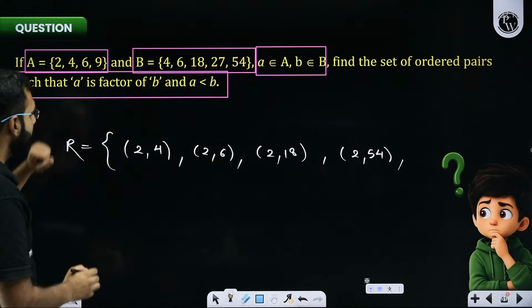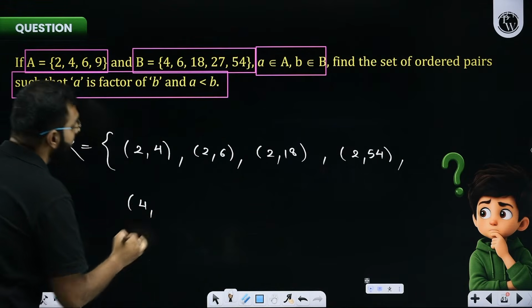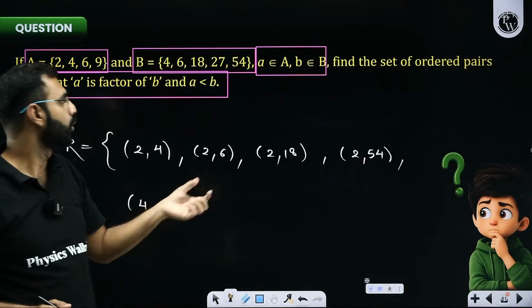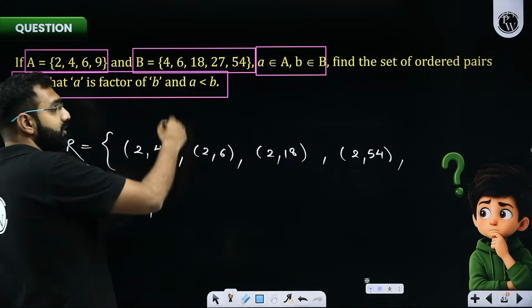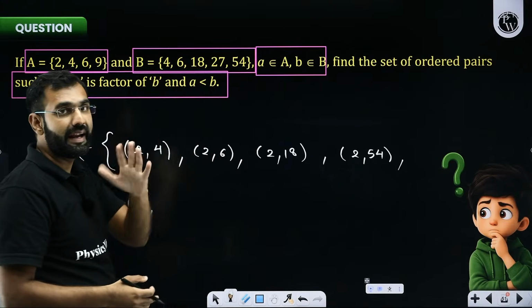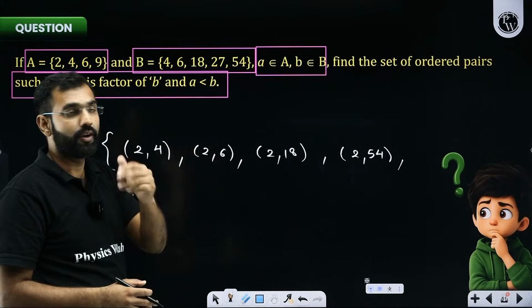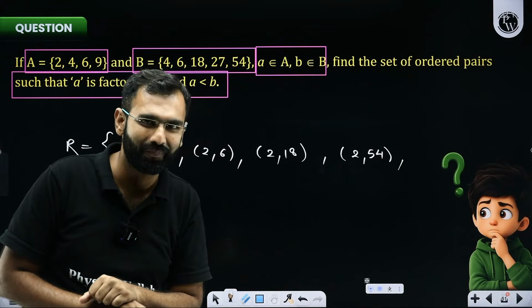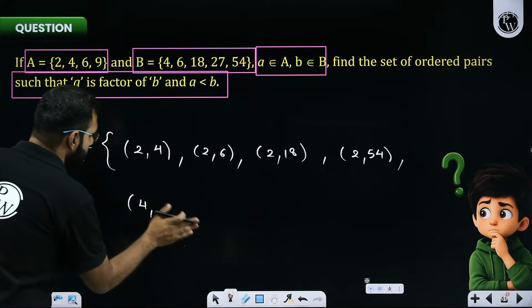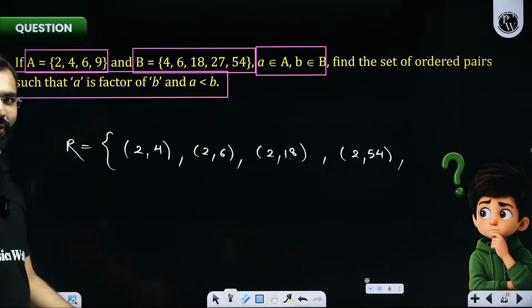Now, I'll take a as 4. So 4 comma 4, no, because 4 is not less than 4. 4 comma 6, no, because 6 is not divisible by 4. 4 comma 18, no. 4 comma 27, no. 4 comma 54, is 54 divisible by 4? No. Yes or no? So I'll not take anything with 4.